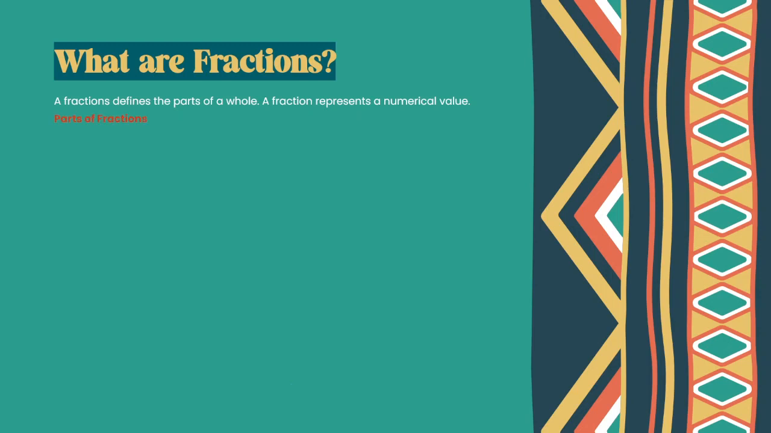Parts of a fraction. A fraction has two numbers separated by one horizontal line. The parts of a fraction are the numerator and the denominator. The numerator and denominator are separated by a horizontal line. Above the horizontal line is called the numerator. Below the horizontal line is called the denominator.